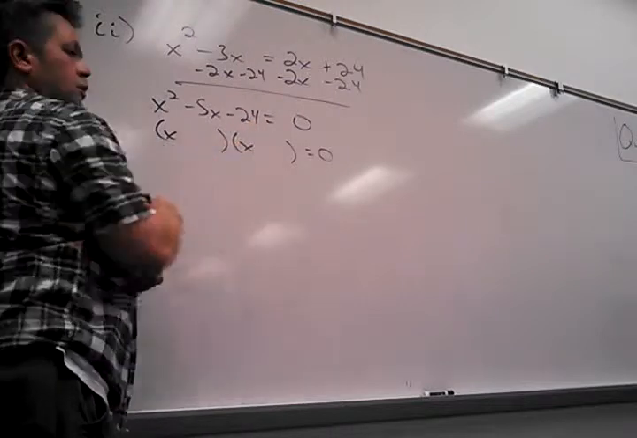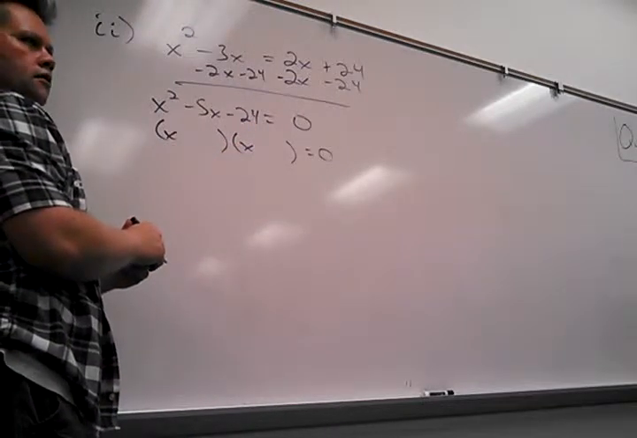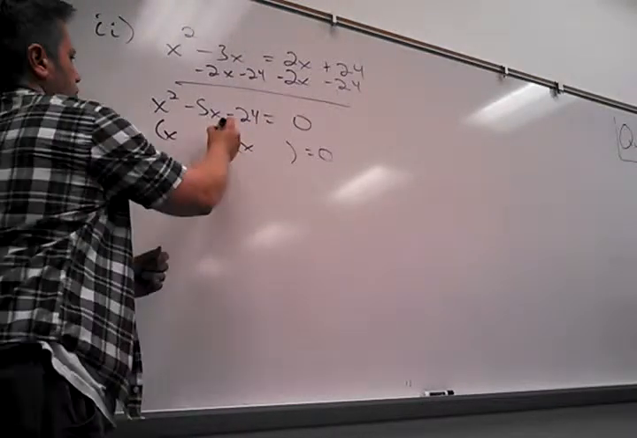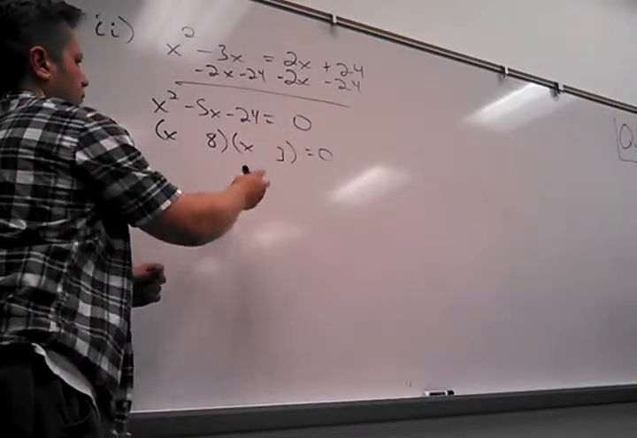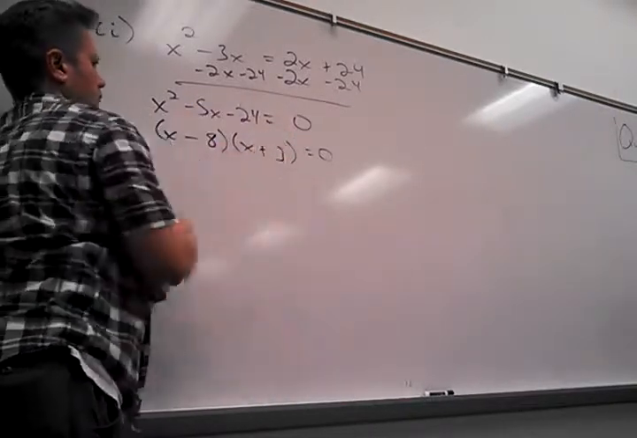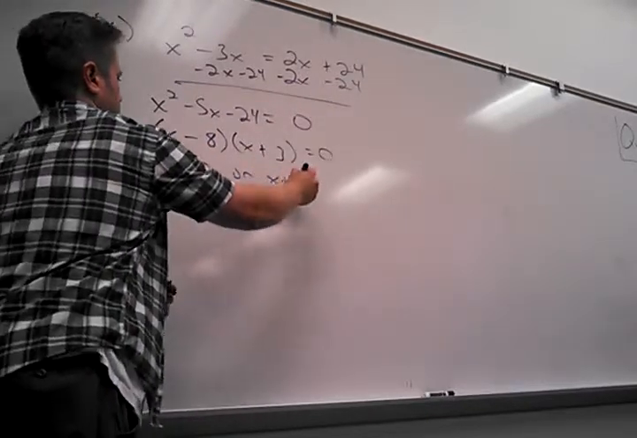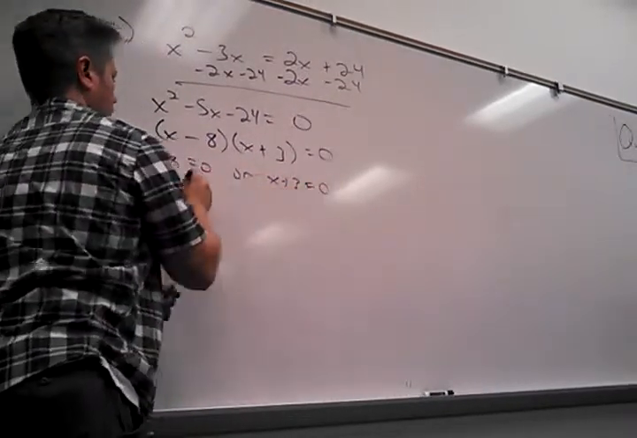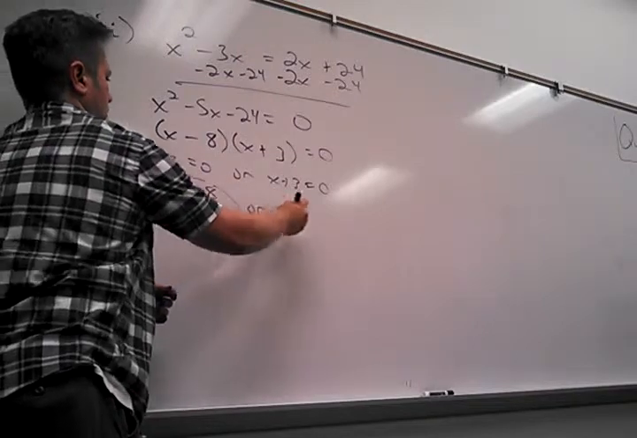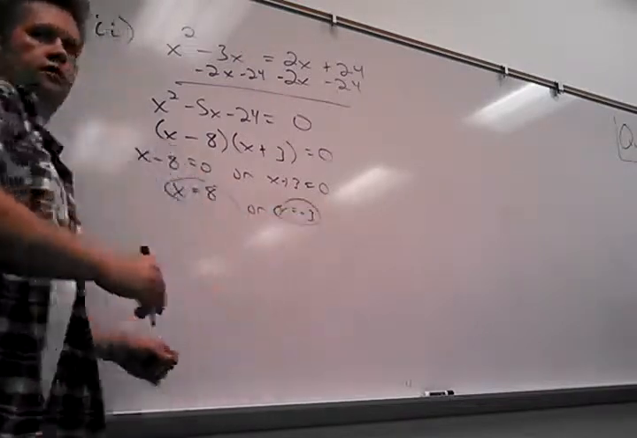So what numbers work there? Yeah, 8 and 3. Which one's got to be negative? The bigger one. Good. So x minus 8 is 0, or x plus 3 is 0. X is 8, or x is negative 3.